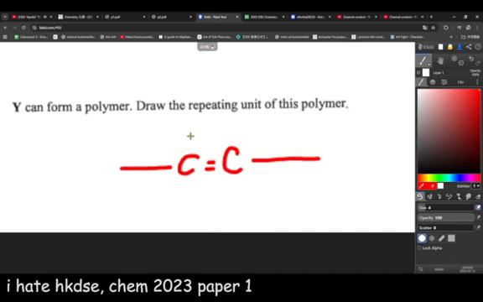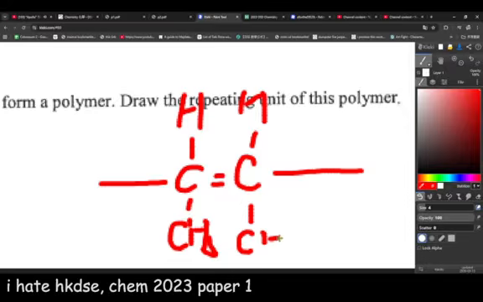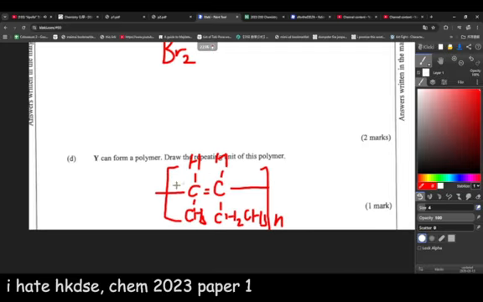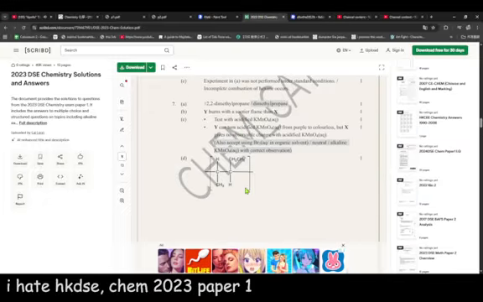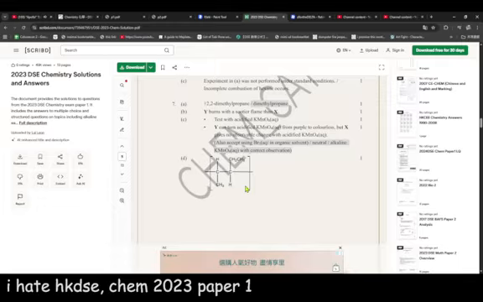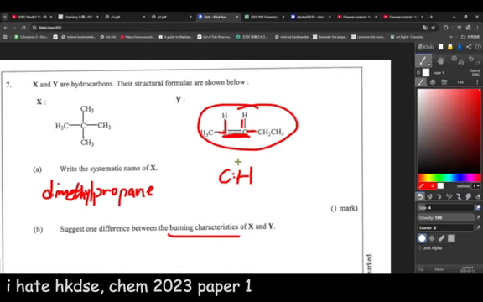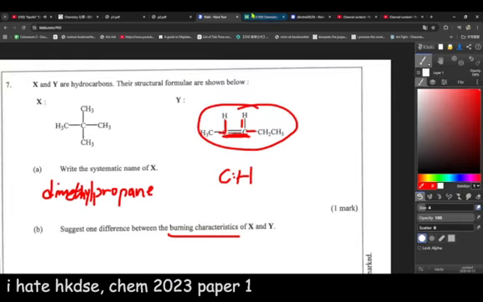Okay. This is an H, this is an H, this is a methyl, and this is a dimethyl. And add a bracket, and n for repeating unit. There you go, there's your little thingamajig. I mean, I think that's right. Yeah, no, that's definitely right.